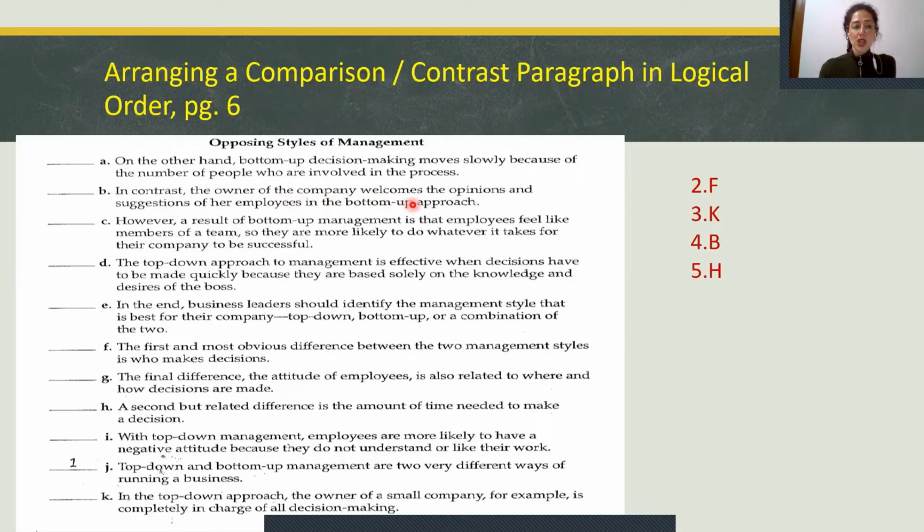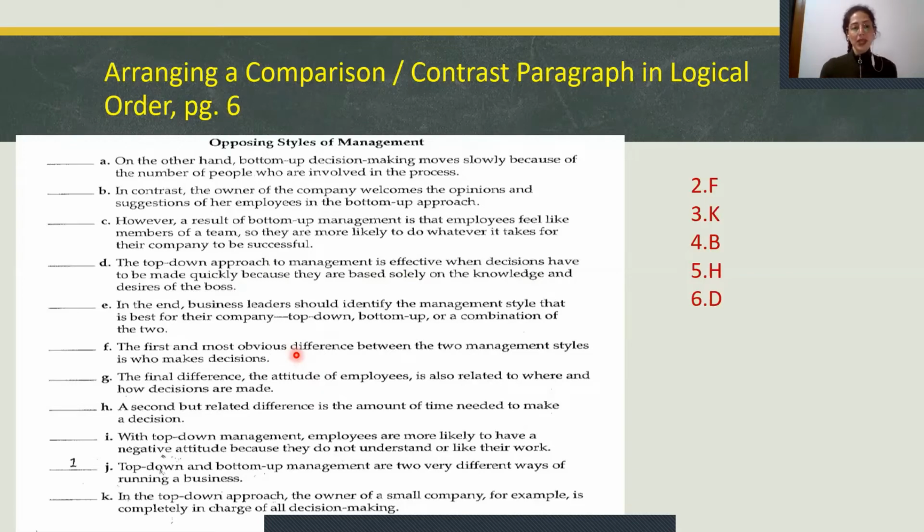Fifth, H. A second, but related difference is the amount of time needed to make a decision. Okay, it goes on. Sixth, the top-down approach to management is effective when decisions have to be made quickly because they are based solely on the knowledge and desires of the boss. Okay, it goes step by step, huh, guys? The second part is the time, and the first one is who makes the decisions. It is like point by point, huh?